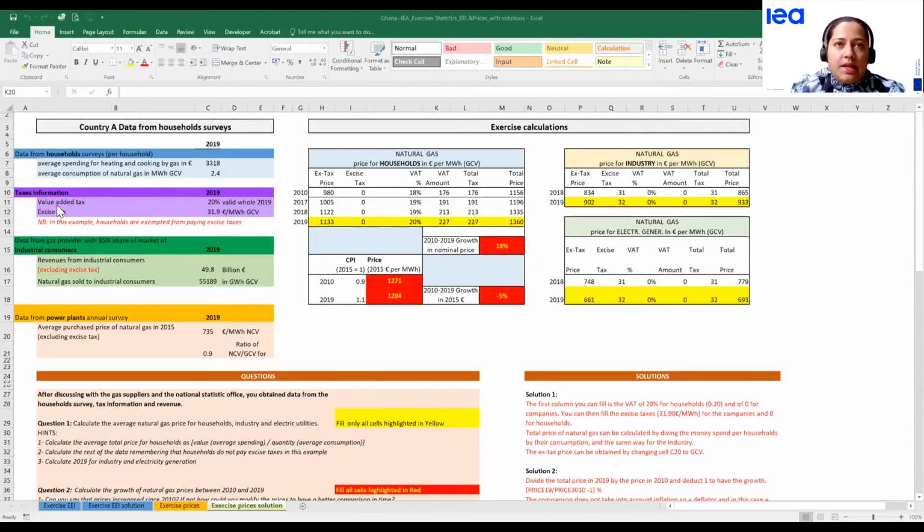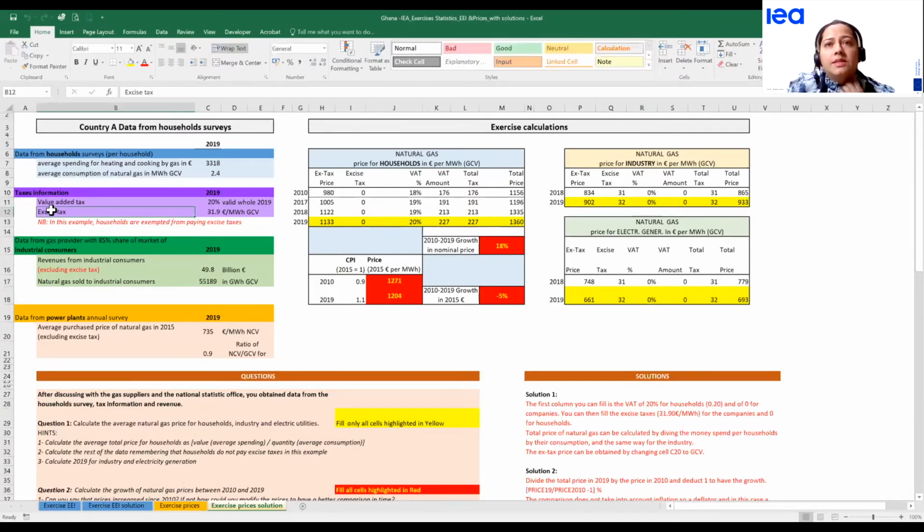So first, let's look at taxes, which is the easiest. Here we know that we have a value added tax at 20% for 2019. So for household, you already know the percentage value added, so in G13, you can already put 20%. And you know that industries and electricity power plants don't pay VAT, so here you will put 0 in R11 and R18. So for VAT, we are done.